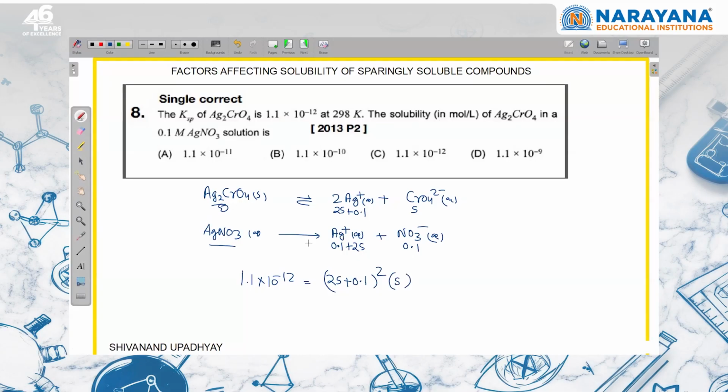If this is not there, we can write the solubility as 4S cube, and we can find out the order of solubility. So the order of solubility will be 0.3 cube root into 10 to the power minus 4, right? So this is a very small value. So with respect to 0.1, this is going to be neglected, right? So if we neglect and simplify, we can say that the solubility is 1.1 into 10 to the power minus 10. So option B will come. So it's a very simple question, right?